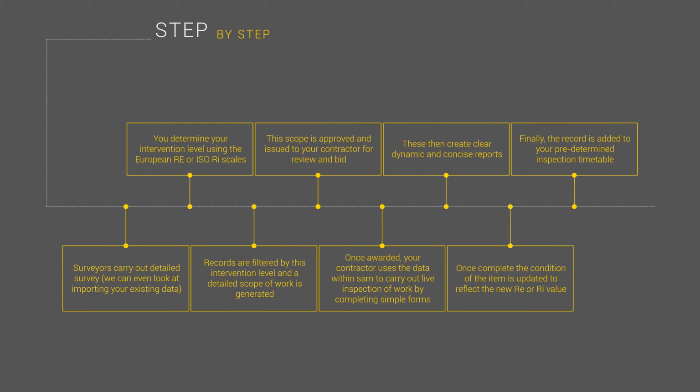Once awarded, your contractor uses the data within SAM to carry out live inspection of work by completing simple forms. These then create clear, dynamic and concise reports. Once completed, the condition of the item is updated to reflect the new RE or RI value, and finally the record is added to your predetermined inspection timetable.